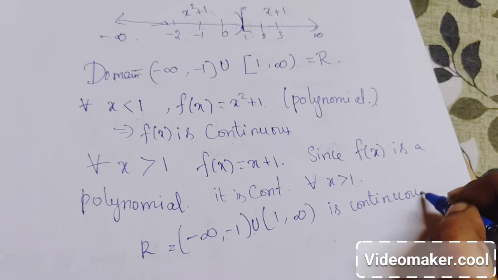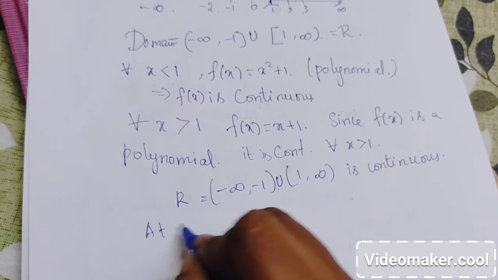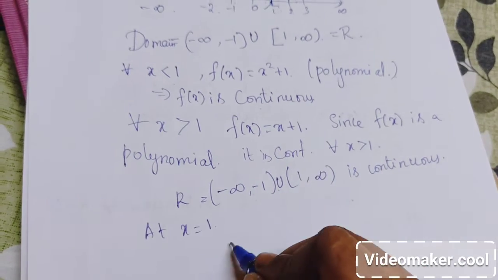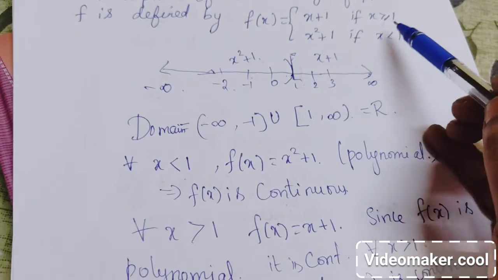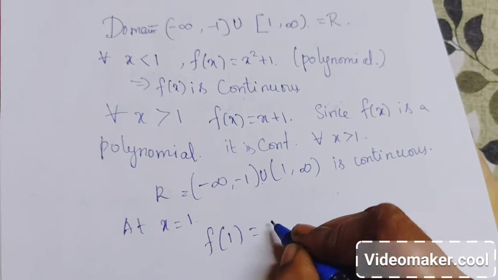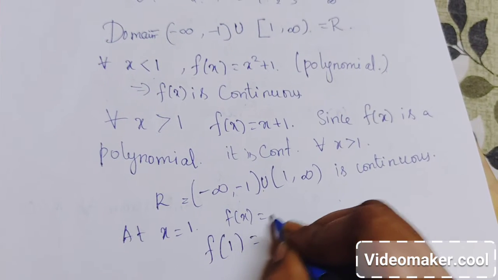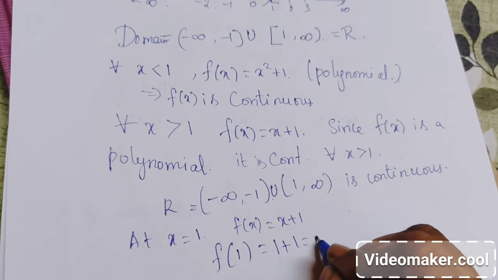Now we have to check the continuity at 1, at x equal to 1. What about the functional value at x equal to 1? When the value of x is 1, the function will be x plus 1. So f of x is x plus 1 when the value of x is 1. So we will get 1 plus 1, which is 2.